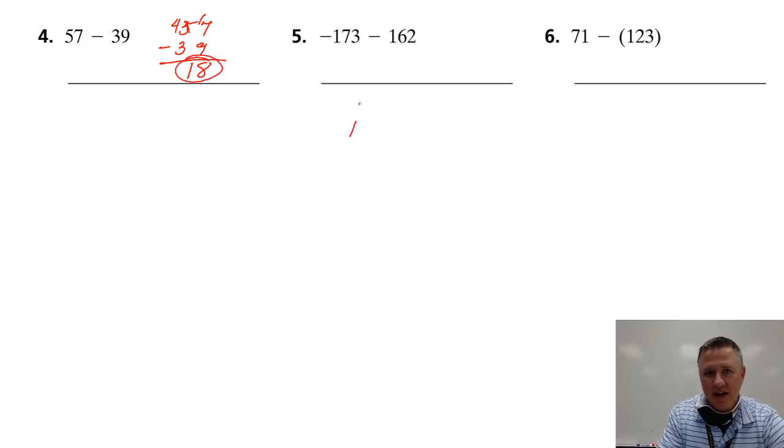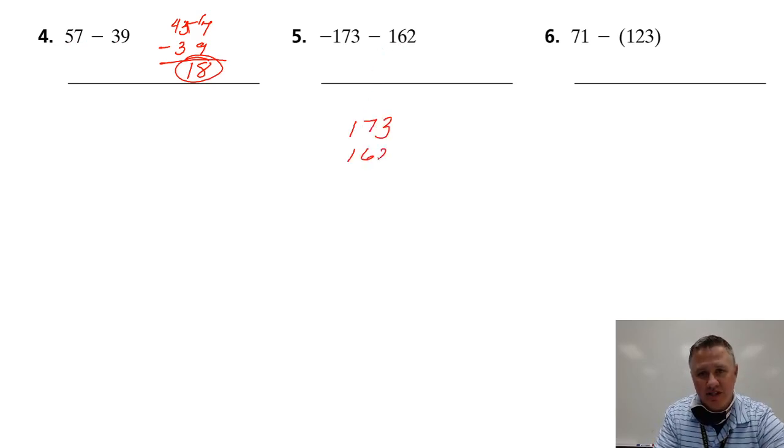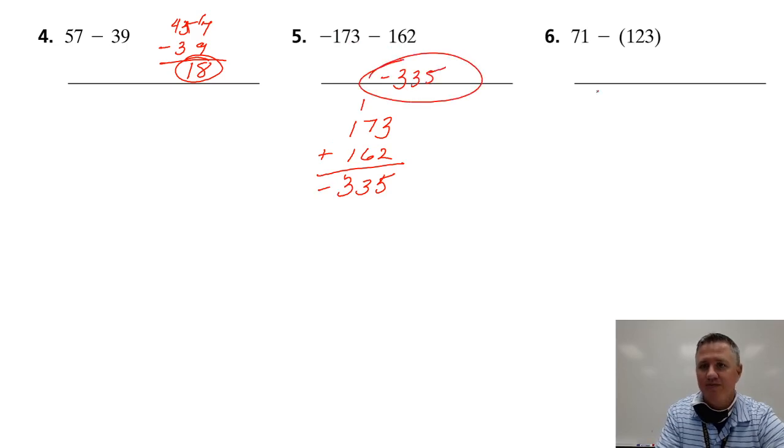Now, to line these guys up, I have negatives and negatives. When the signs are the same, what do you do? You add 173, 162. We're going to add those, and you get 335. And remember, since we're dealing with all negatives, your answer is negative. So negative 335. All right, next guy.